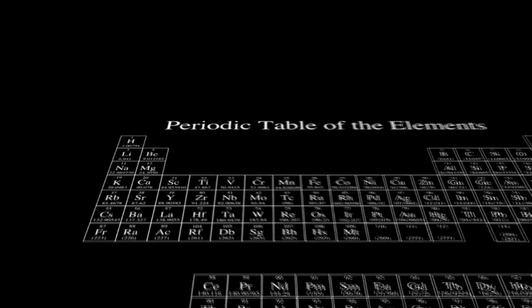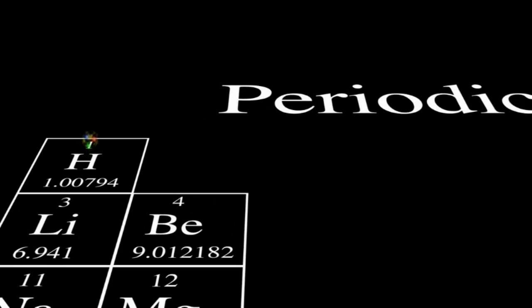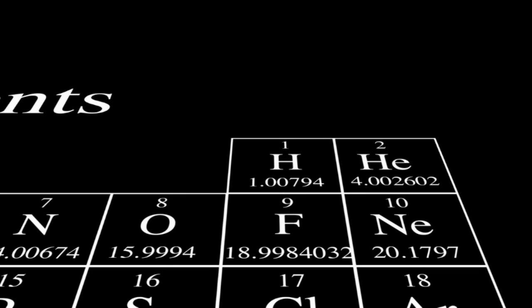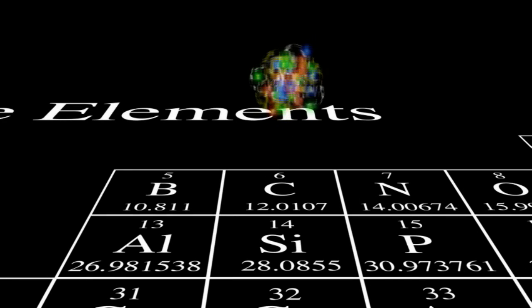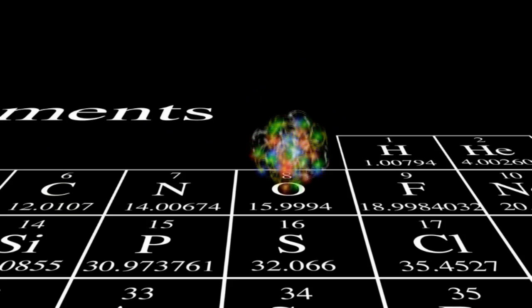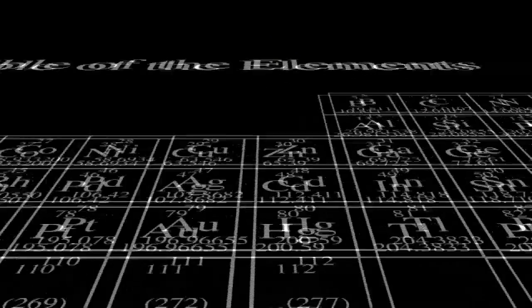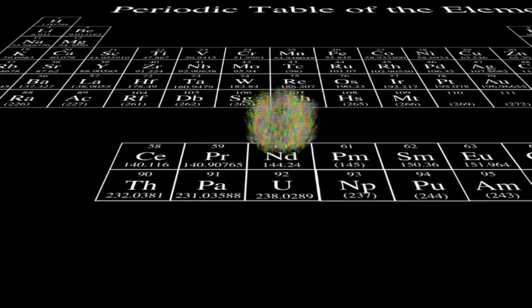These protons and neutrons can then combine to form the nucleus of each element in the periodic table. 1 proton in the nucleus makes hydrogen. 2 form helium. 6, carbon. 8, oxygen. 79 is gold. And 92, uranium.